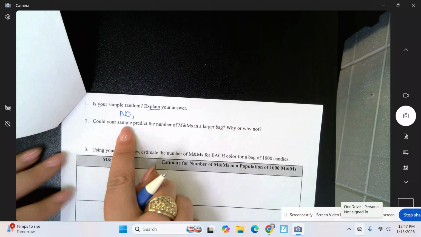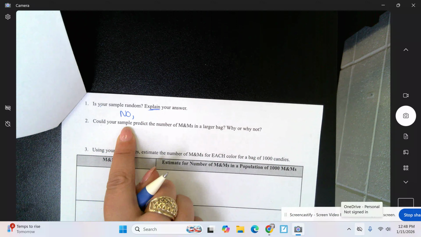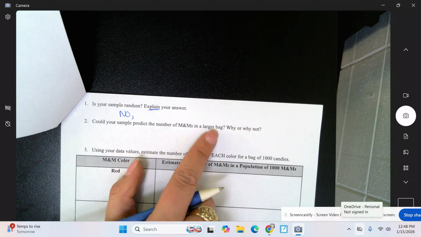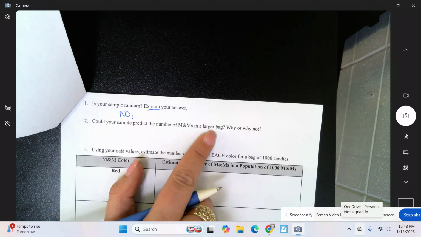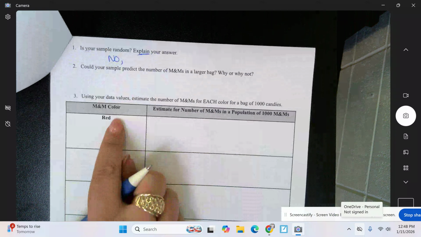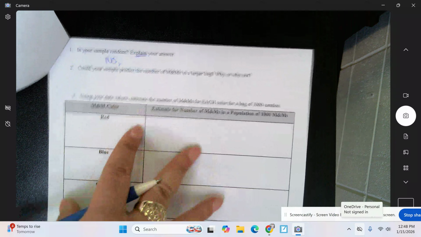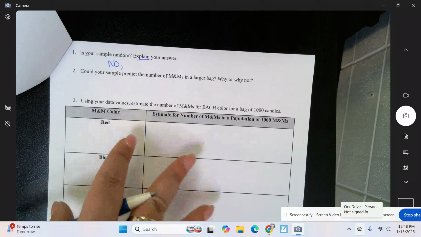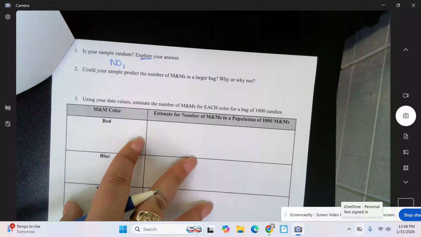Can your sample, your little baggie, help us predict how many M&Ms of one color are in a bigger bag? Can a sample help you predict a population? Why? It tells you in your notes if you don't know. This part right here, this is what your quiz is over tomorrow. If you can't do this, then you can't do the quiz.